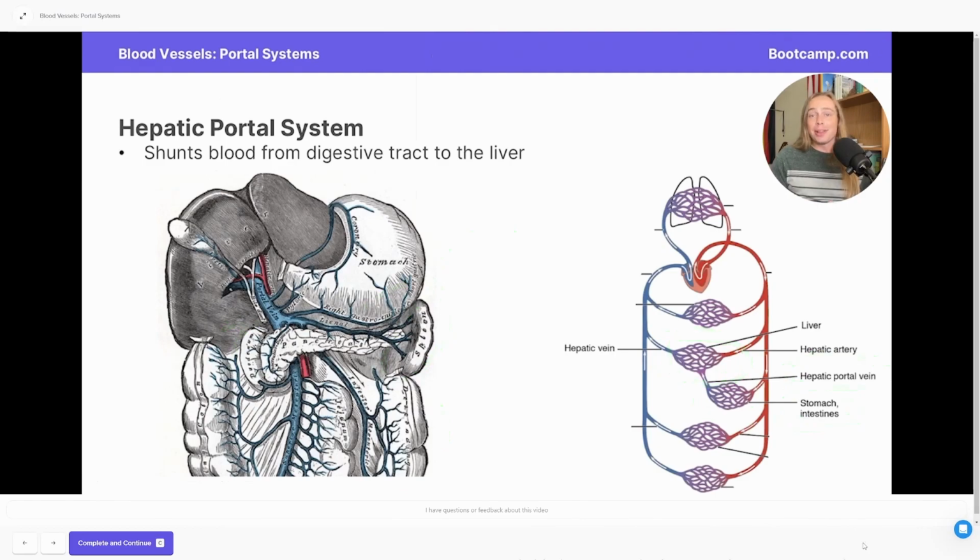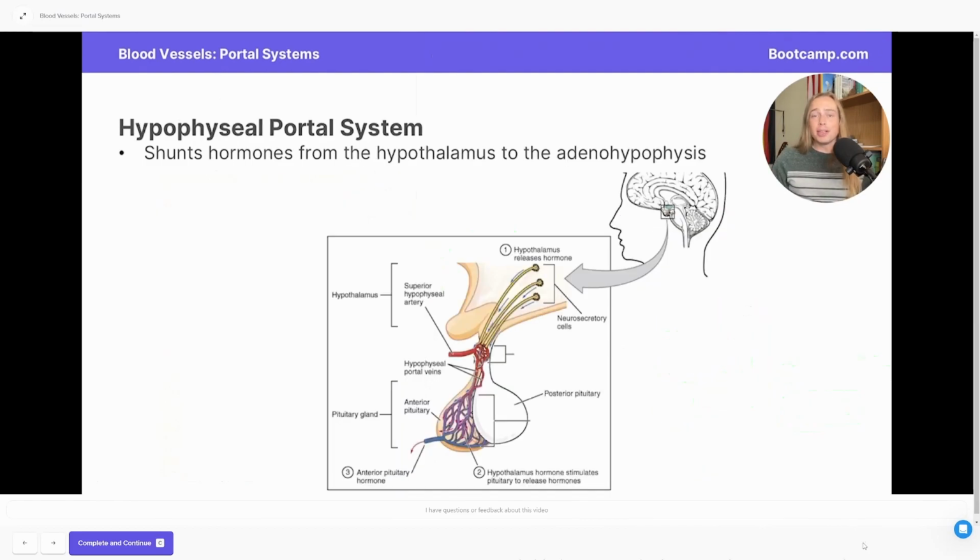the liver. On the left, we see a little bit more complicated but very famous anatomical drawing from Gray's Anatomy that illustrates all of these veins that are eventually going to flow into the hepatic portal vein before they reach the liver. Our other portal system is a little bit lesser known, and it's called the hypophyseal portal system.